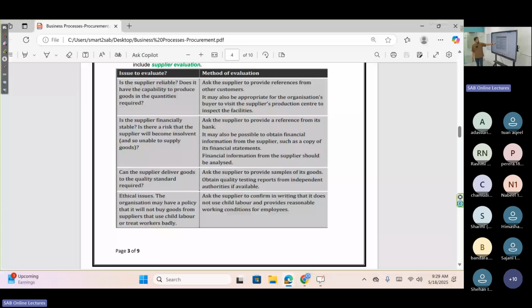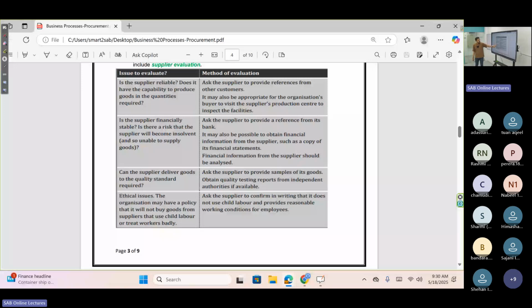Second one, is the supplier financially stable? That's the second point, whether he can continuously deliver. That's the meaning of financially stable. Is there a risk that the supplier will become insolvent? Confusion any? If he becomes insolvent, if he becomes bankrupt, then you cannot receive the goods from him. Then you can't do your business properly. Unable to supply the goods.